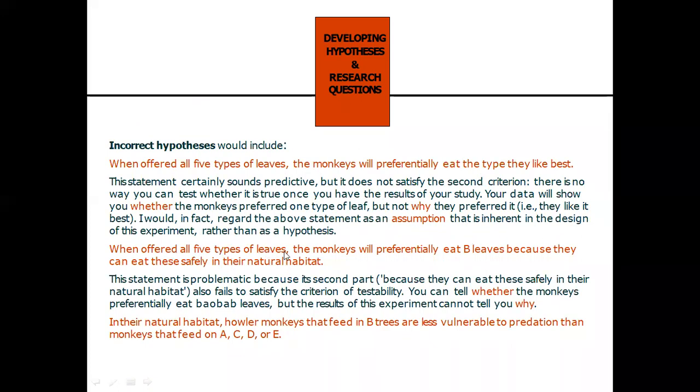Now, when offered all 5 types of leaves, the monkeys will preferentially eat B leaves because they can eat this safely in their natural habitat. This statement is again problematic because the second part, because they can eat this safely in their natural habitat, also fails to satisfy the criterion of testability. यहाँ तक तो ठीक था कि it will preferentially eat B, but इसके बाद जो हमने जोर दिया इसमें, because they can eat this safely in their natural habitat, क्या हमने ये prove किया है अभी तक? Whether we have proved this? No, not yet. So because of this, this hypothesis turns problematic because the testability condition fails to be satisfied here.